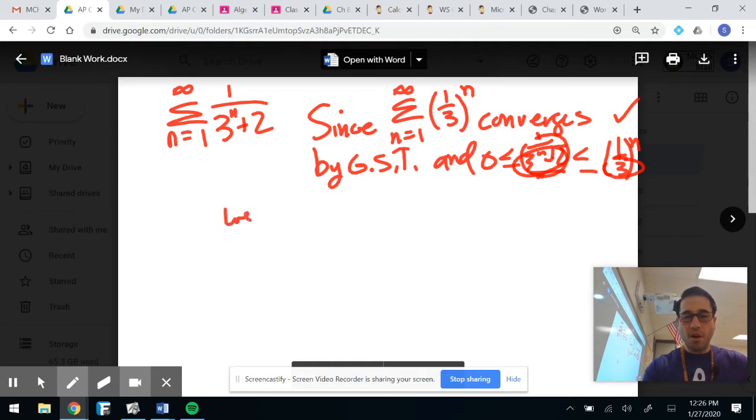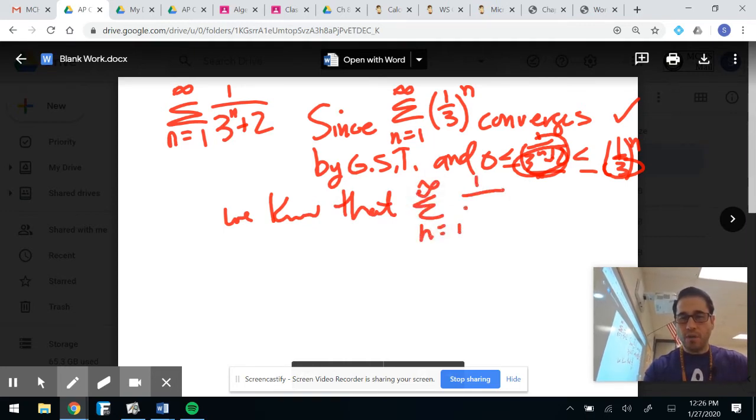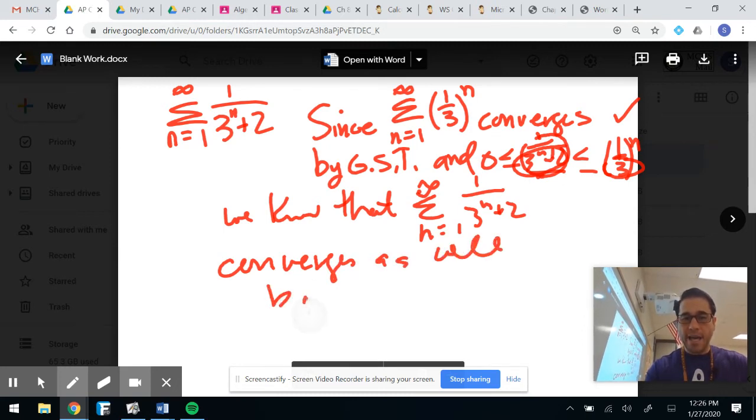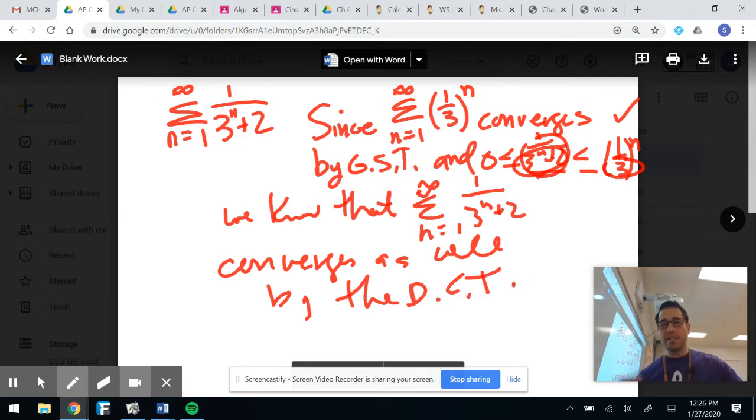Awesome. Apologize for the writing right now. We know that the original problem, the sum from 1 to infinity of 1 over 3 to the n plus 2, converges as well. Make sure you write it out: by the DCT, the direct comparison test. Booyah! Let me get a new blank page.